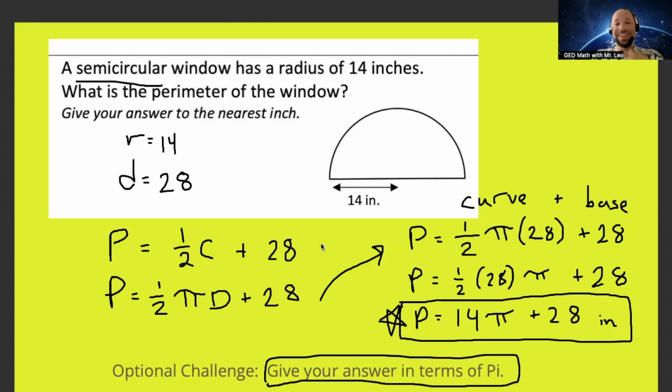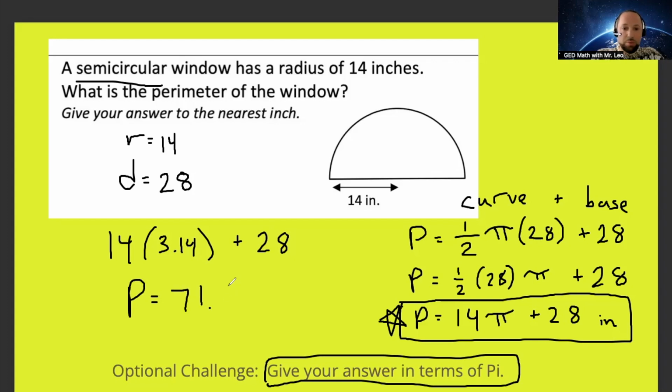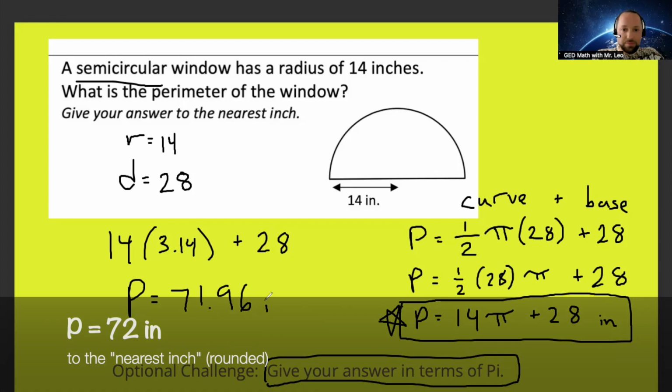Now, if you want to work out the actual decimal answer, you could just substitute pi here. So let me clear a little bit over here just to make some space. If we wanted to check this answer or get the other version, the full worked out version, you'd say 14 times pi. Now I'm going to use the 3.14 plus 28. Calculator, 14 times 3.14 plus 28, and I'm getting 71.96. This is equal to 71.96 inches. And there you go.